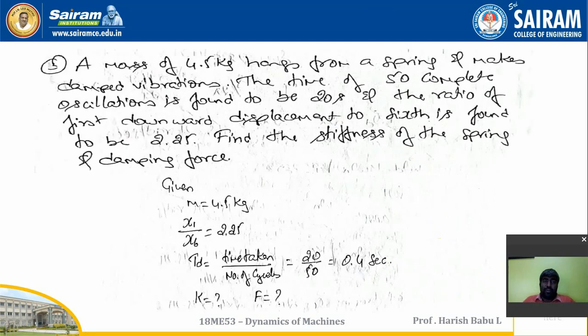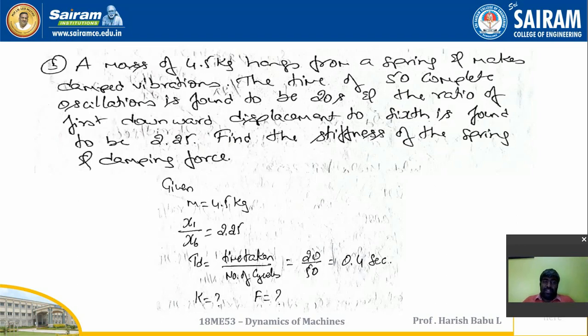A mass of 4.5 kg hangs from a spring and makes damped vibration. The time of 50 complete oscillations is found to be 20 seconds, and the ratio of the first downward displacement to the sixth is found to be 2.25. Find the stiffness of the spring and the damping force.